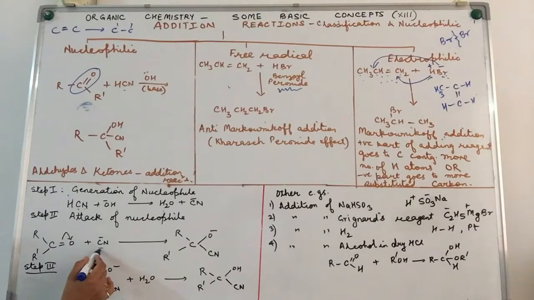The attack of nucleophile. This is a nucleus loving species, CN negative. Carbonyl oxygen is more electronegative. The double bond shifts towards carbon. Here CN, because now this carbon becomes positively charged, oxygen becomes negatively charged. CN shifts towards the carbon.